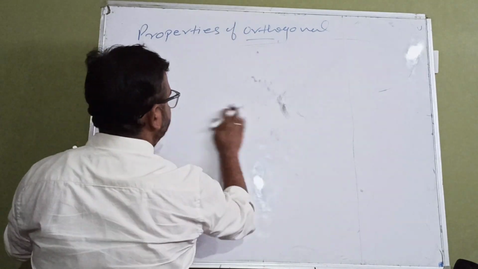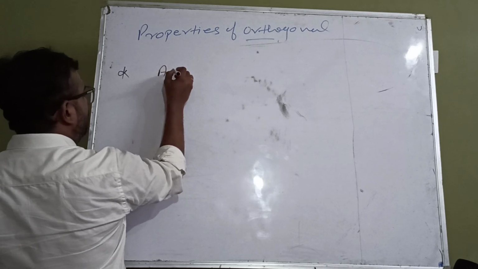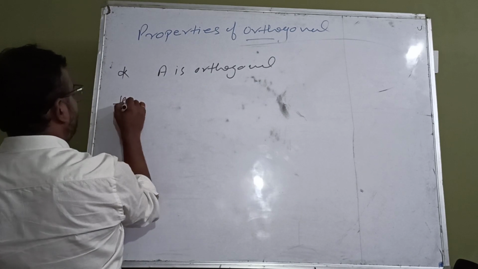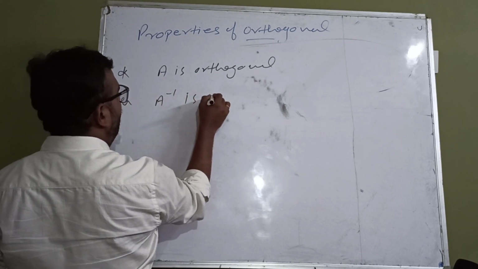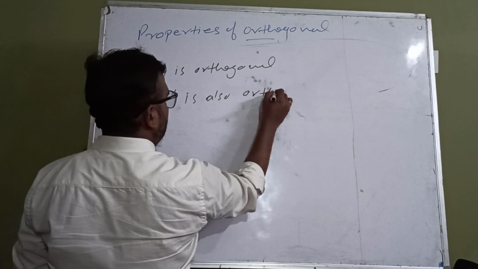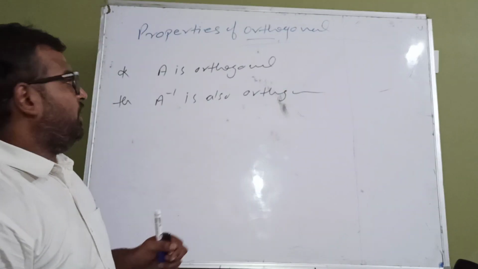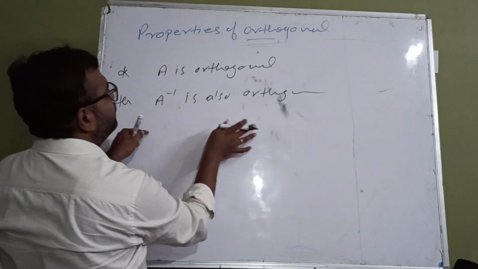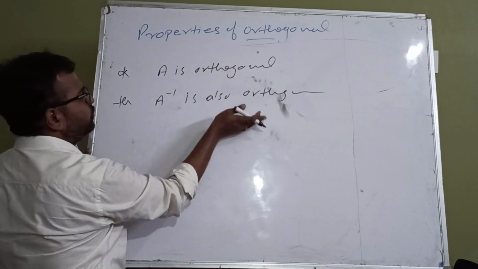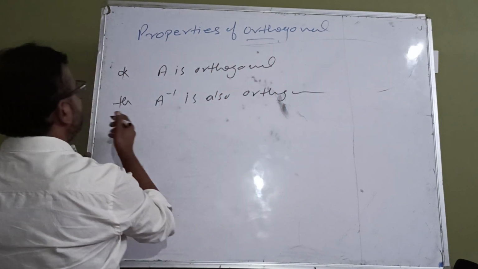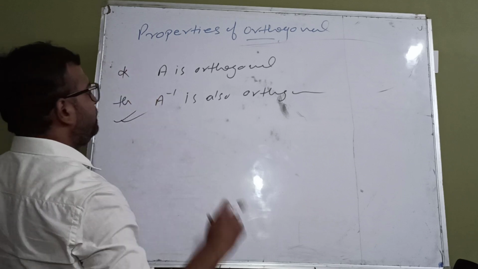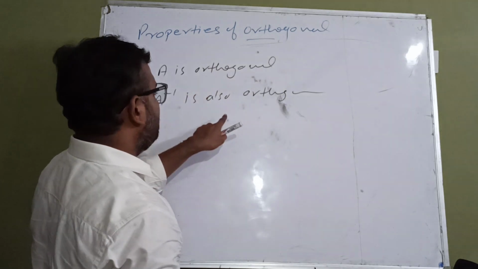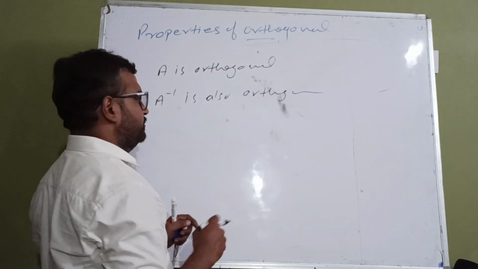The last property. If A is orthogonal, then A inverse is also orthogonal. The same proof you have to do, like the proof which we have done in the previous question. This is the statement here. If A is orthogonal, then A inverse is also orthogonal. Try this question. If you feel any problem, then you can ask on the WhatsApp group there.